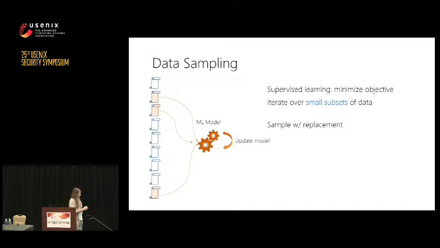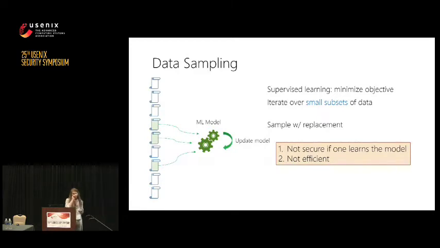There are 2 problems with this approach. First, it's not secure, because the observer can see how many times we touched which records, and which records did not participate in updating the model at all. And second, because we are dealing with an encrypted data set, we will have batches of encrypted records, and it's not efficient to decrypt the whole batch and only access one element. So random access is not very efficient.